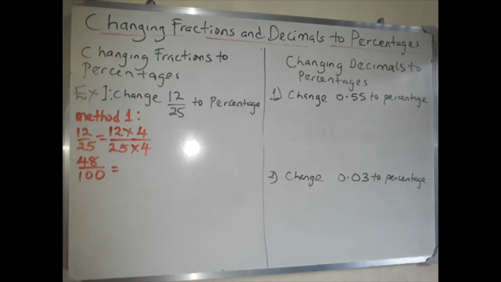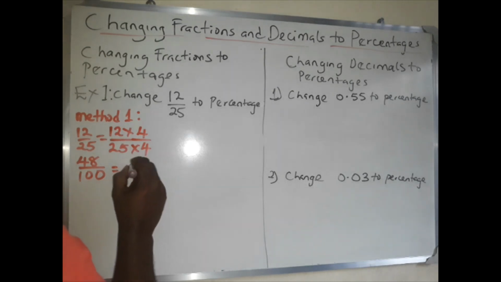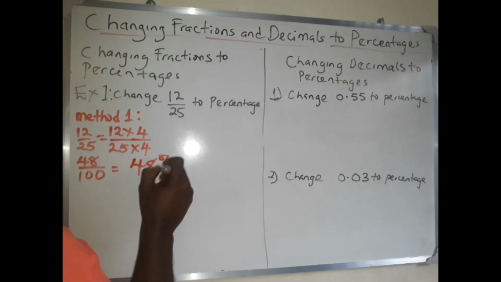And because we know that one of the definitions of a percentage is that percentages are expressed as fractions in which their denominators are 100, and the numerator represents the percentage you're being asked to identify or obtain. So in this case, the numerator will now be 48%.